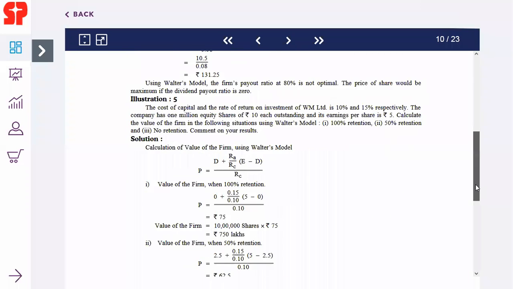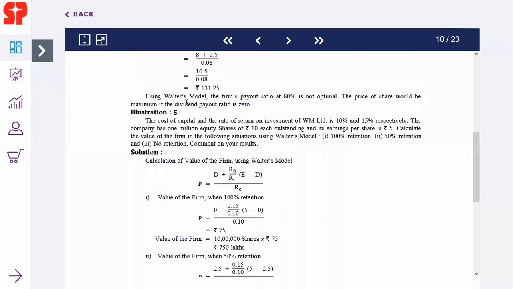See how you can write the conclusion. See, in the Walter model the payout ratio is not optimal. The price of the share would be maximum if the dividend payout ratio is 0. The reason will be R is greater than K. That's why the optimum payout ratio should be 0. The market price will be highest.